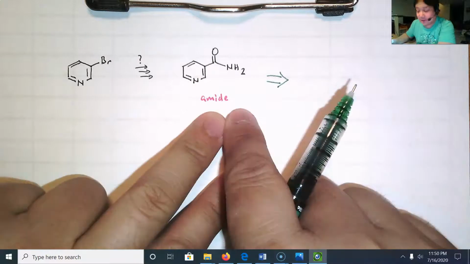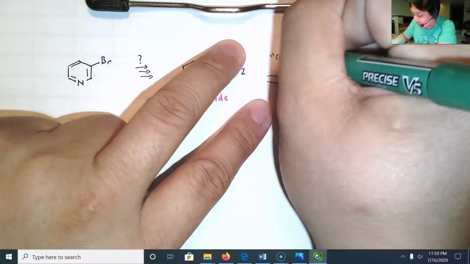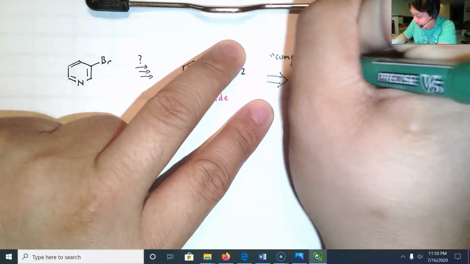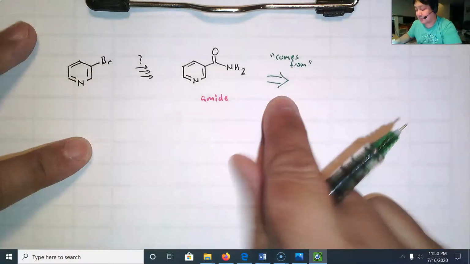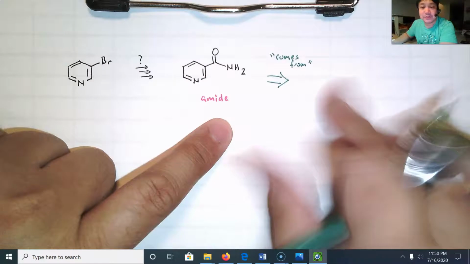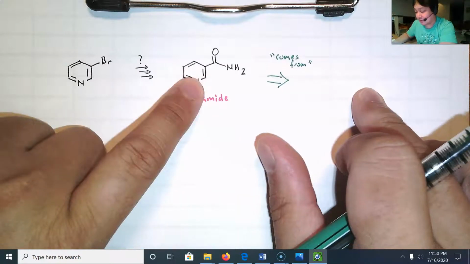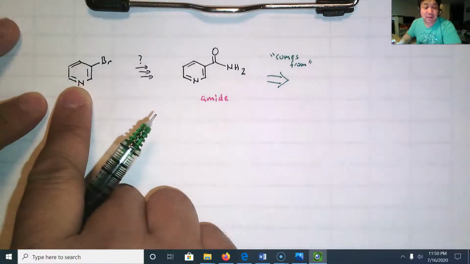How do I make an amide? This kind of arrow is called a comes from arrow. It's a retrosynthetic arrow, is how the textbook would explain it. This is a product. I said, what do I need? What kind of starting materials do I need to make this product? Eventually, I hope I can backtrack all the way to the starting material that the problem wants me to use.